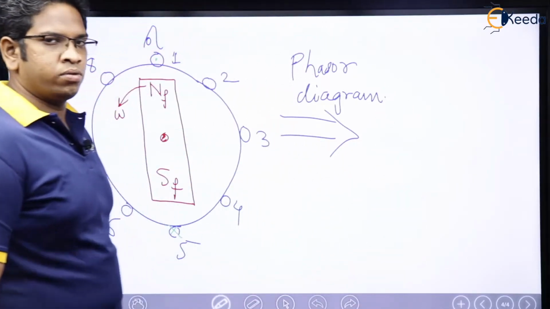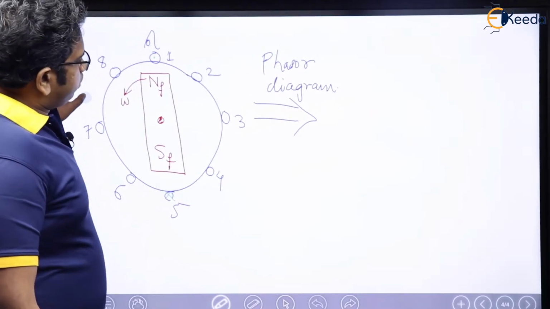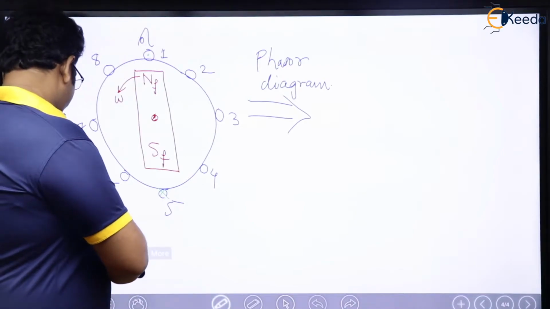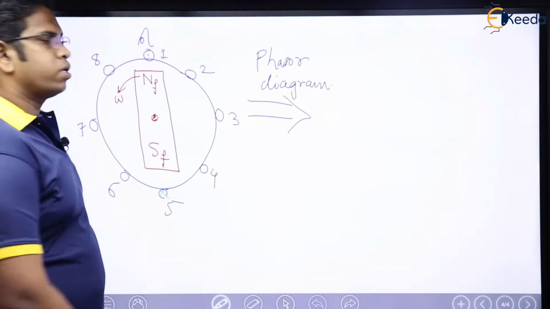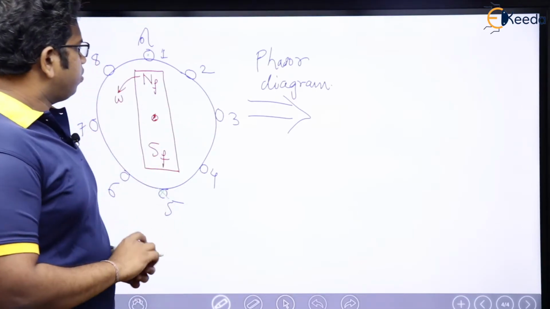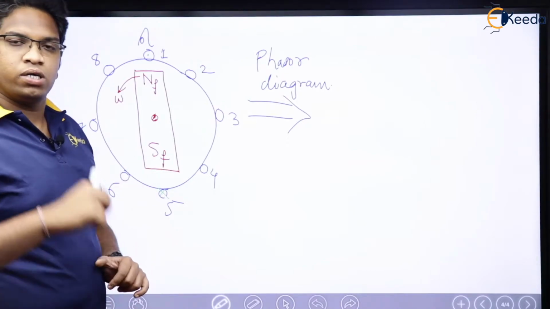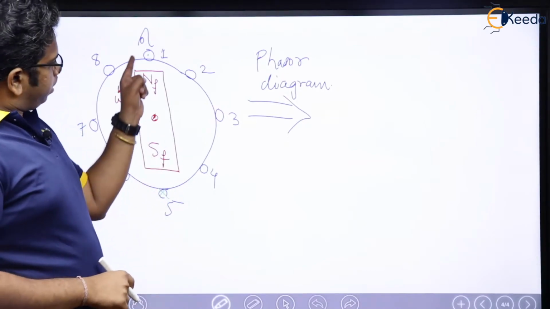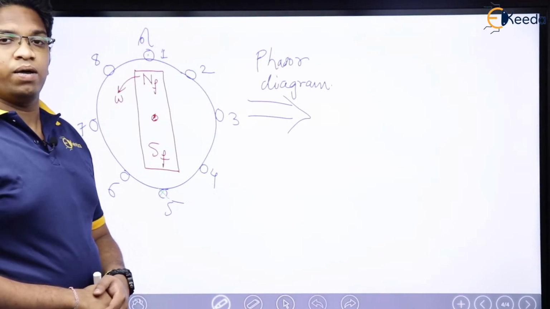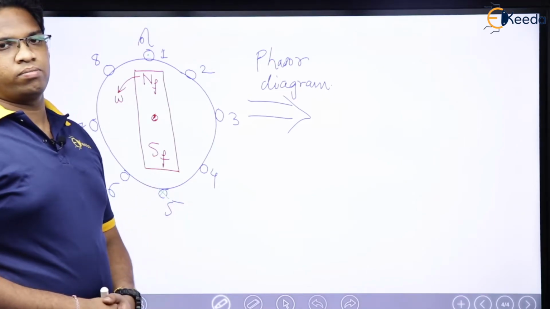Let me draw the phasor diagram for this. If you have studied the basics somewhere, you may know that when we talk about a phasor diagram, first let us understand: this is NF and SF, which means it is non-sinusoidal, which means the EMF induced will also be non-sinusoidal. Why? Because E conductor is proportional to flux density. That is what we know.